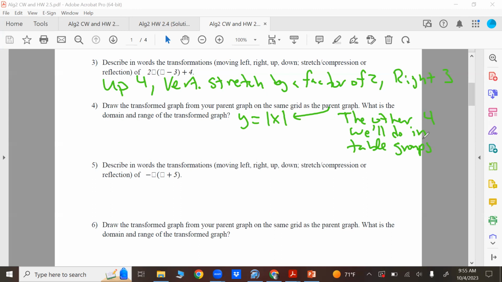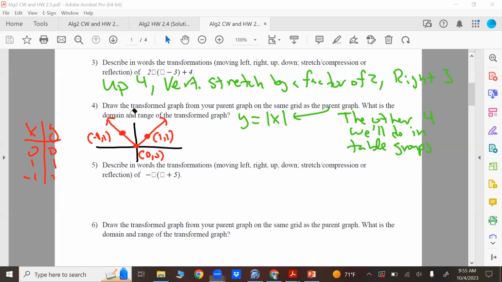So y equals absolute value of x. That's easy, right? Looks like this. Make a little table. Pretty easy, right? We're good.